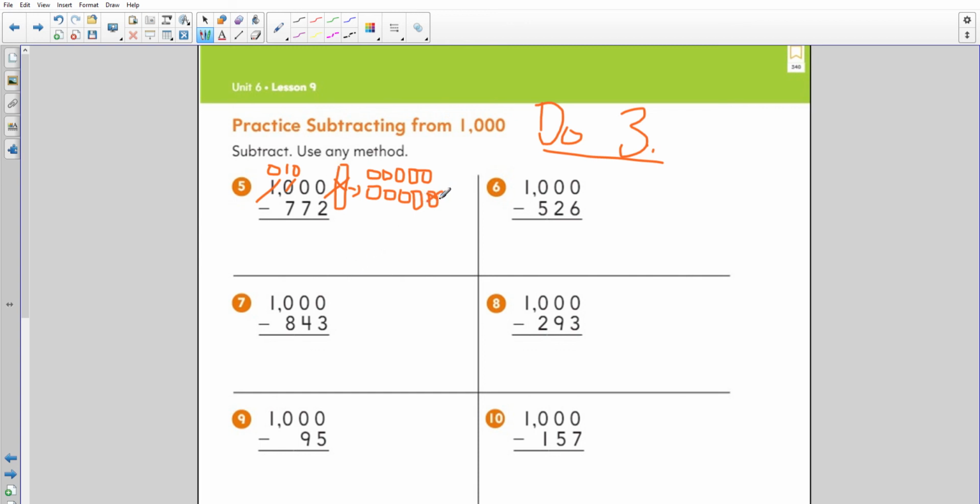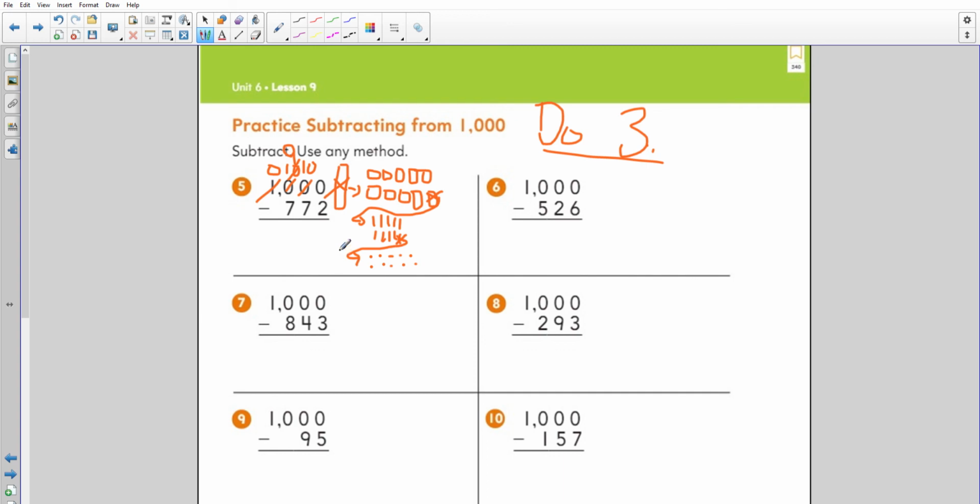I'll ungroup 1 of my hundreds, and I will make 10 tens. So I'm going to change over here again. I had 10 100s, but I now only have 9. I had no 10s, but now I have 10 of them. I'm going to go back and try to subtract again. Still can't in the ones. So I'll need to ungroup 1 more time, taking 1 of the 10s and ungrouping it into 10 ones.